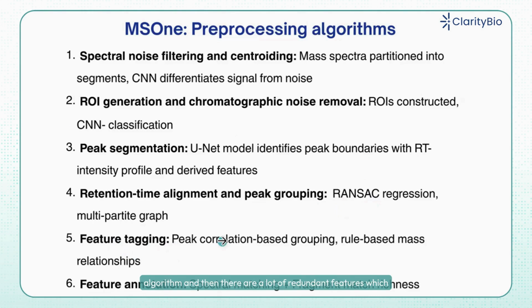And then there are a lot of redundant features which could be tagged as isotopes, in-source fragments, etc. So there are certain additional algorithms that go behind it. Some of these algorithms were reported in literature. We have improved them, tuned them properly, and some algorithms are novel. So it's a mix of new algorithms and existing algorithms packaged together.